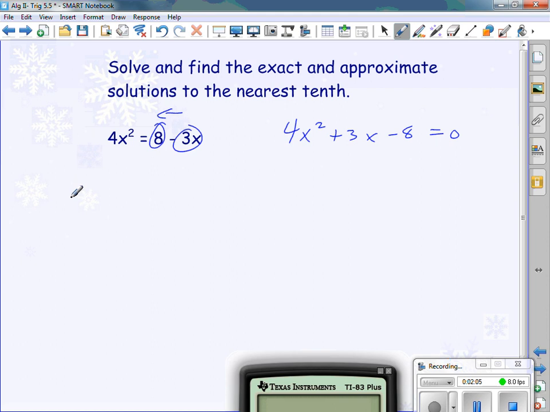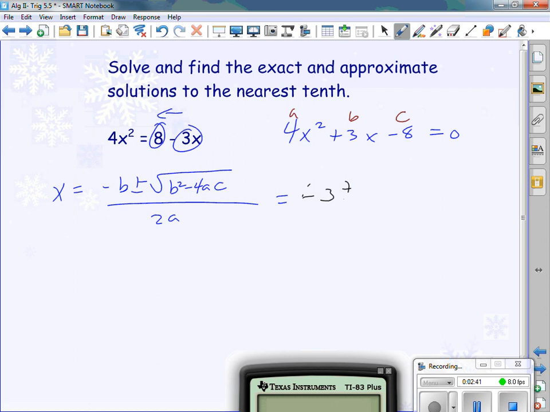Quadratic formula: x equals negative b plus or minus the square root of b squared minus 4ac all over 2a. A is 4, b is 3, and c is negative 8. All I'm going to do is substitute. Negative, what's my b? 3. Plus or minus, b squared, so 3 squared, minus 4 times what's my a? 4. What's my c? Negative 8. Take the square root over, all over 2 times, what's my a? 4. All I have done is taken this formula and substituted in a, b, and c.